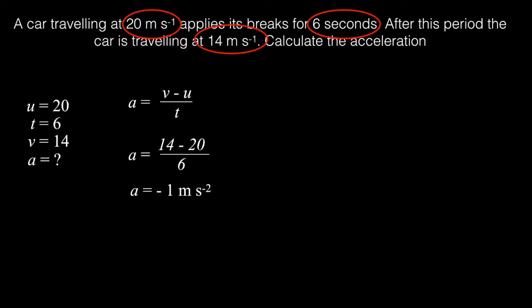Now it's negative, obviously, because this acceleration was in the opposite direction to the motion. And we assume, in a question like this, we can just assume the direction of motion is positive and anything in the opposite direction will be negative. Let's have another look at another example where we might need to use the Vuad equation.